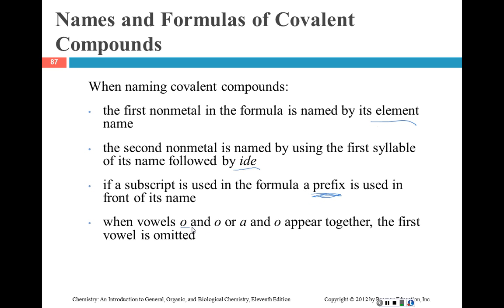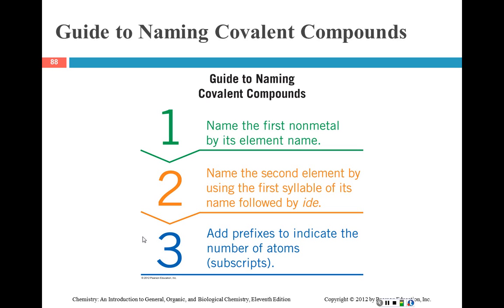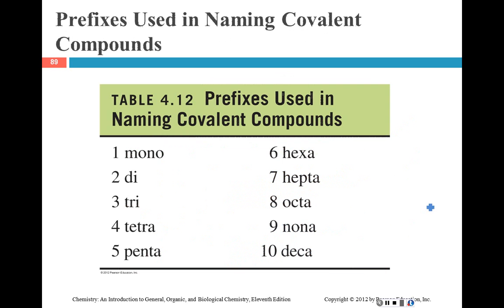When the vowels O or OA are together, then the first of those 2 vowels is omitted. I'll show you what that means when we're naming. So you name the first nonmetal by its just regular name. You name the second element by using the first syllable of its name followed by the ide, like we did with ionics, and then you add the prefix to indicate the number of atoms that's in the subscript.